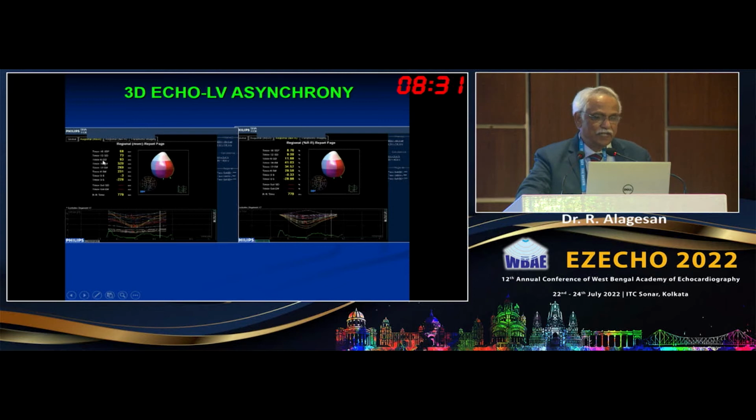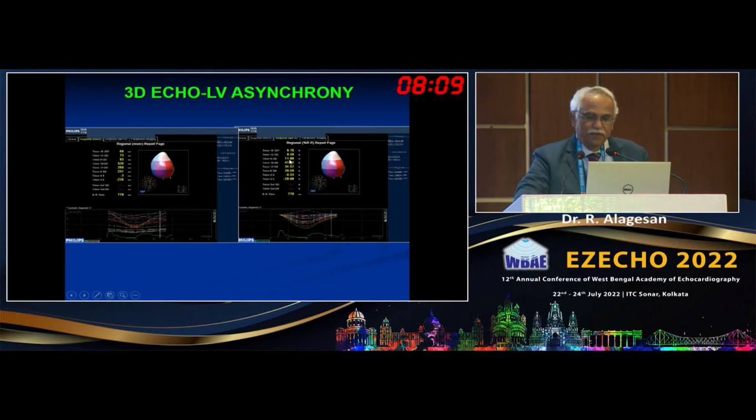It can be done for the 16 segments, first 6 segments, 12 segments, or 16 segments. This is the time taken for the segments to reach the minimum volume. So this should be expressed as a percentage of the RR interval. So this is called a Synchrony Index, which was proposed from King's College London.